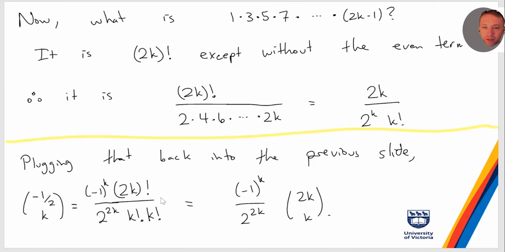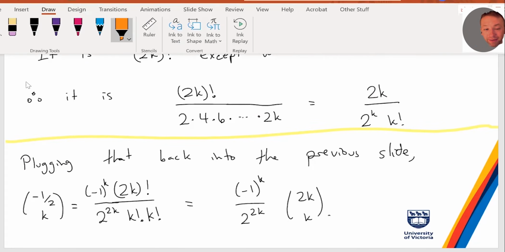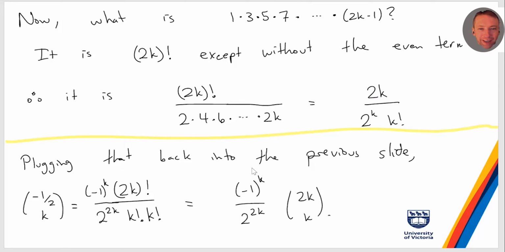So in other words, this is all just bookkeeping. It's just, can you manipulate the algebra? It's a little bit hard to convince you of every step over slides, but okay, what is the product of all the odd numbers from 1 up to 2k minus 1? Well, it's kind of like 2k factorial, except that all the even factors are missing.